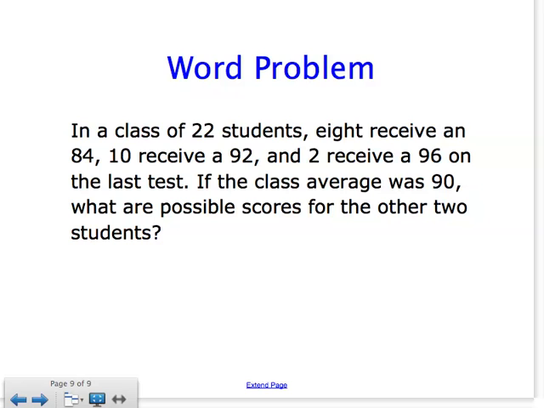All right, here's our word problem for today. Work it out like always and come to class with an answer. So in a class of 22 students, 8 receive an 84, 10 receive a 92, and 2 receive a 96 on the last test. If the class average was 90, what are the possible scores for the other 2 students?